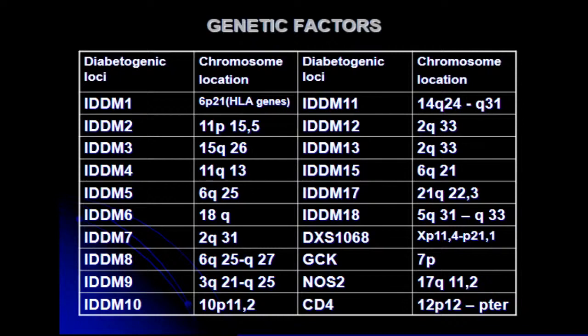You may see common genes with their chromosome location. The main one is IDDM1, where the human leukocyte antigen region is located. A genetic predisposition depends on diabetogenic genes on the short arm of chromosome 6, where the human leukocyte antigen region is located. If a mother suffers from diabetes mellitus, the risk for a child is 3%. If the father, 9%. If both parents, the risk for diabetes mellitus is increased up to 30%.